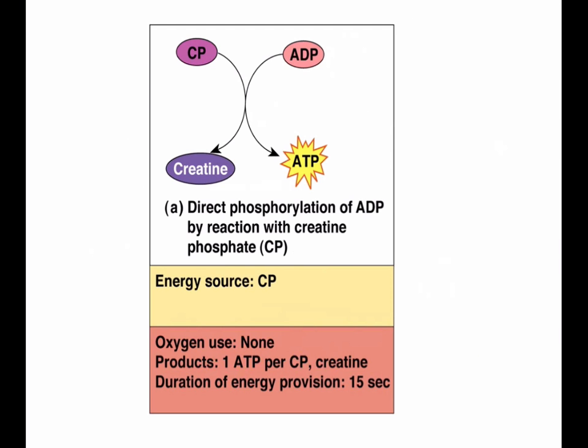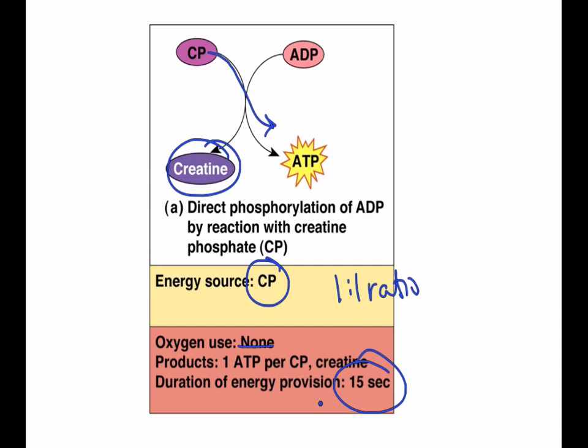So here's how this actually works. You have creatine phosphate, you have ADP. This phosphate gets transferred over here, and the creatine is what's left. So the energy source is creatine phosphate. You don't need oxygen, and it's a 1-to-1 ratio. What that means is for every 1 creatine phosphate, you get 1 ATP. Problem is, it only lasts for about 15 seconds.